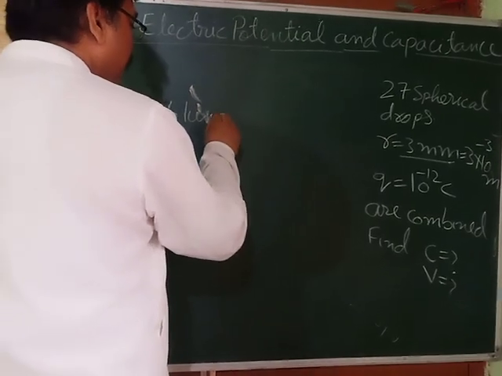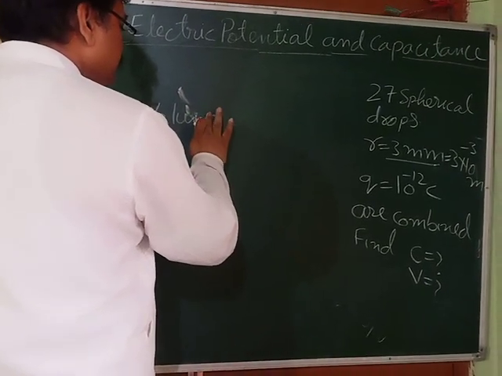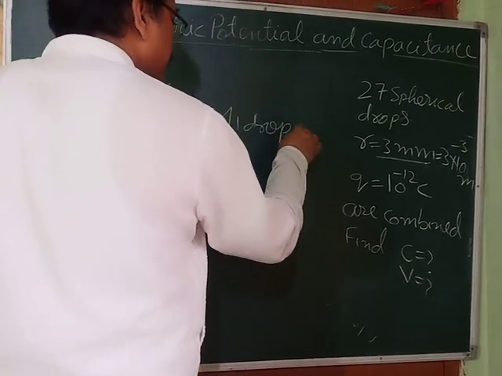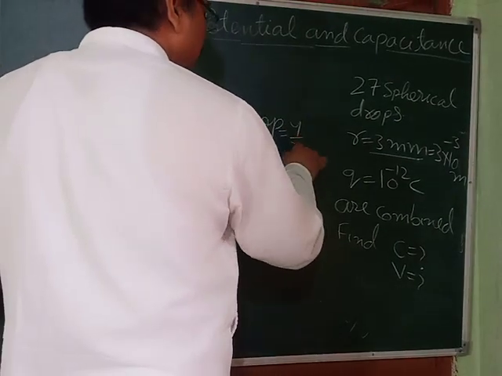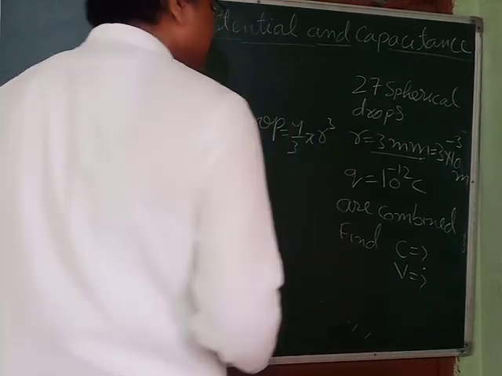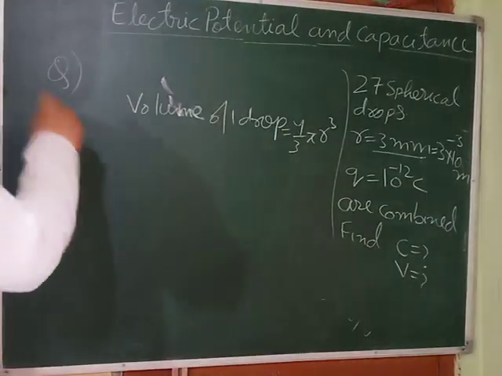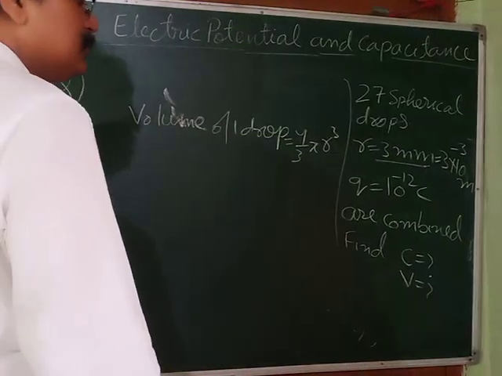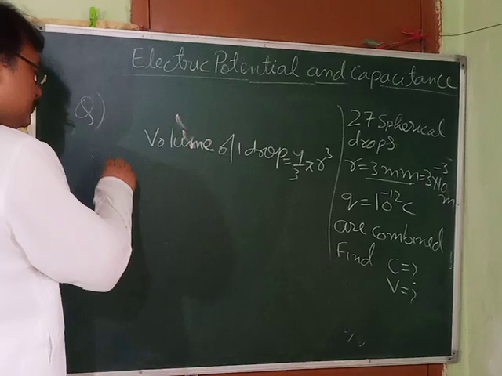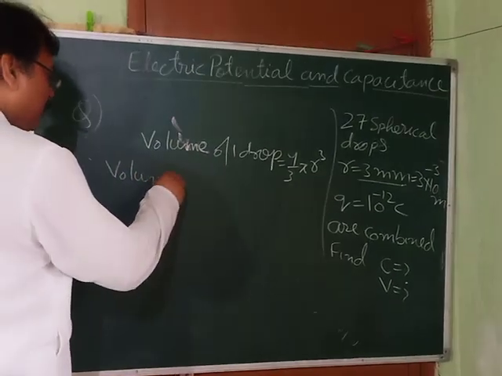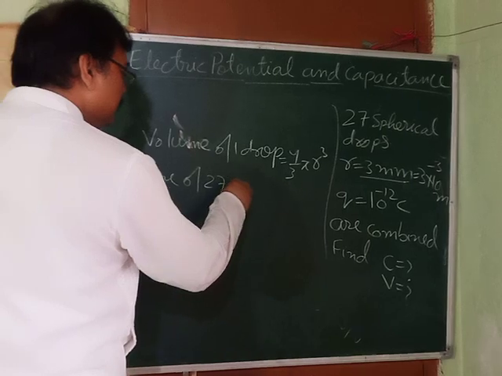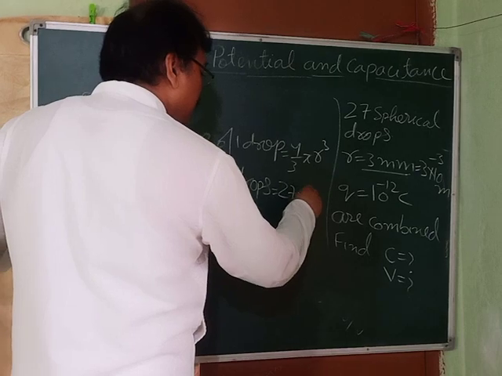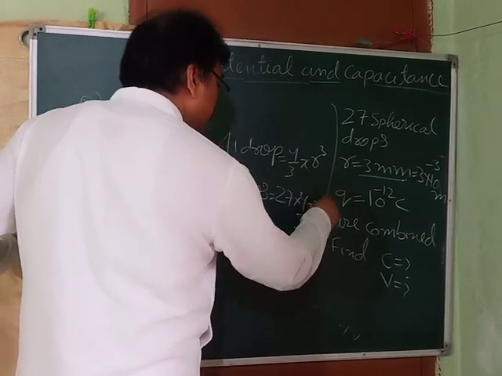Volume of one drop is equal to 4 by 3 pi r cube. That is the volume of one drop. Okay. Now, what is the volume of 27 drops? Volume of 27 drops is equal to 27 into 4 by 3 pi r cube.